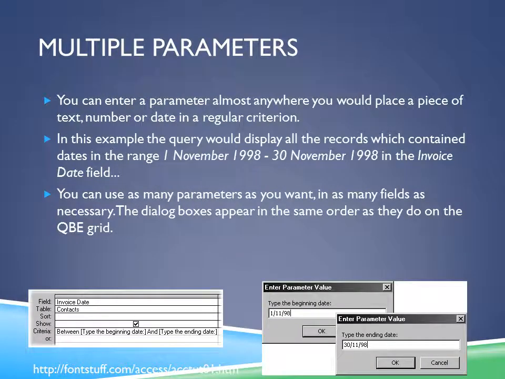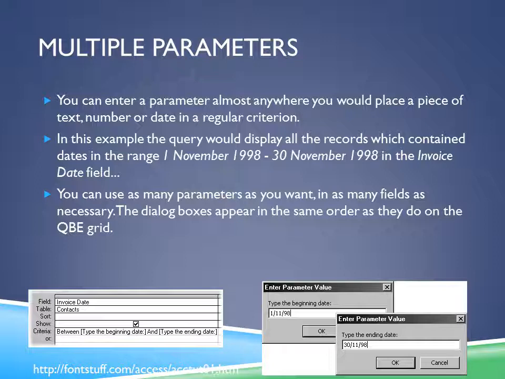Multiple parameters. You can enter a parameter almost anywhere you could place a piece of text, number, or date in a regular criterion. For example, supposing you wanted the query to prompt the user for 2 dates to define a date range. Instead of typing the actual beginning and end dates into the criteria cell, you type a prompt into square brackets. The user would see 2 separate dialog boxes, each asking for a date. After entering dates, the query proceeds, inserting the dates into the appropriate places in the criteria expression.